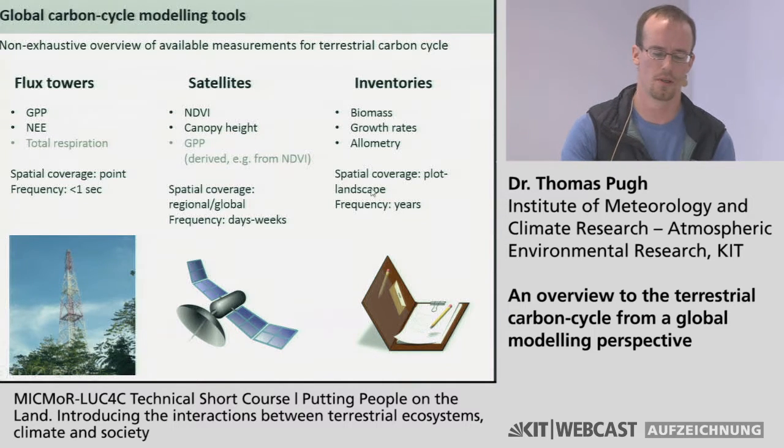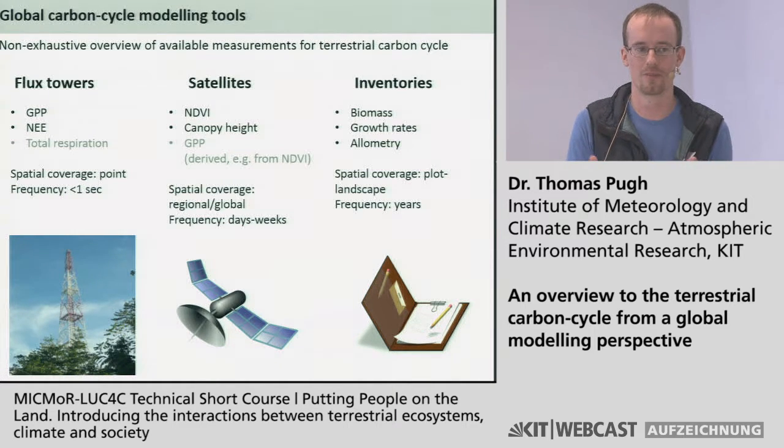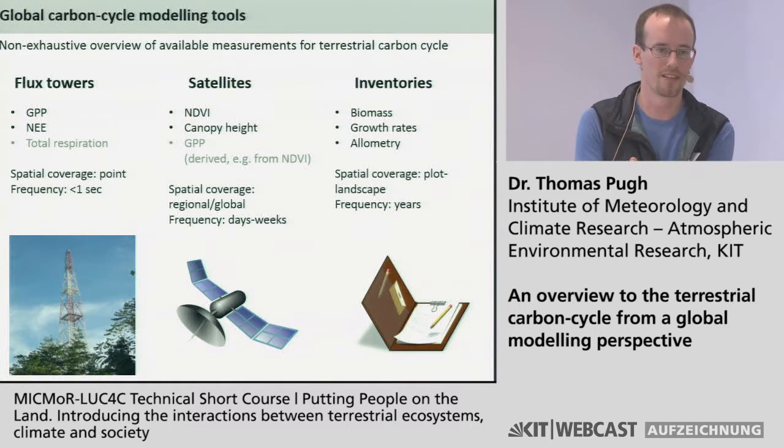On a completely different scale, we have satellite measurements. So we have, for instance, a normalized differential vegetation index. It's essentially an index of greenness. We also now have LiDAR measurements of canopy height, which we can use to derive biomass. And we can also, to some extent, derive GPP, but this is generally derived as a secondary product from other measurements.